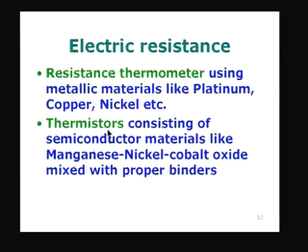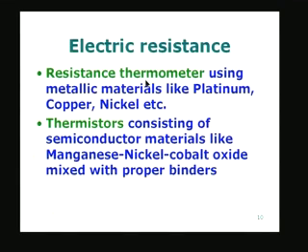The other kinds of electrical resistance thermometers are called thermistors. These are actually semiconductor materials which consist of manganese, nickel, cobalt oxides, mixed in proper proportion with proper binders, and these can be made into very small elements, and the resistance of the thermistor element is a very strong function of temperature.